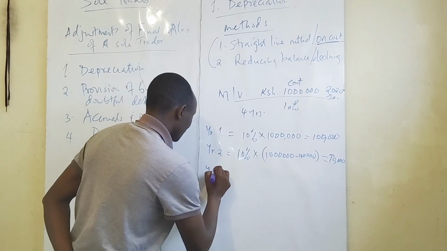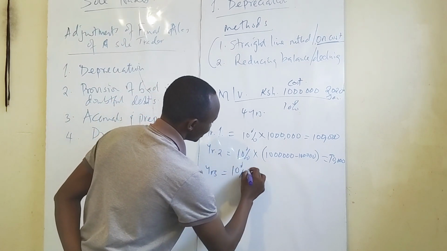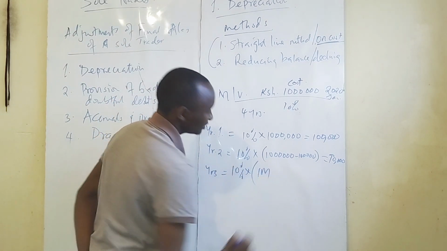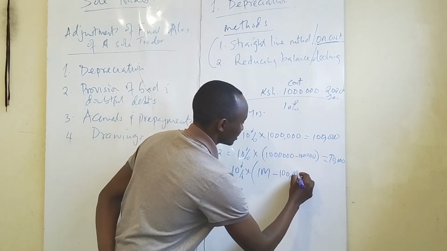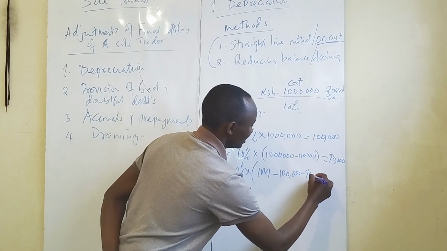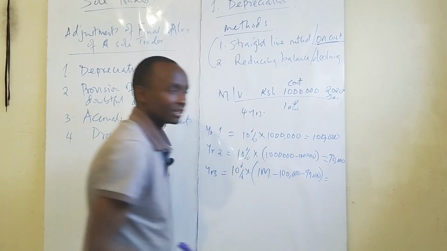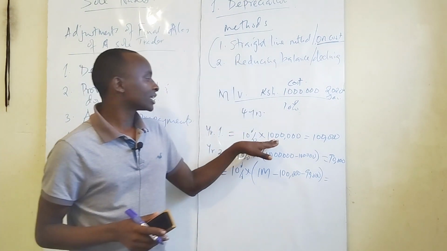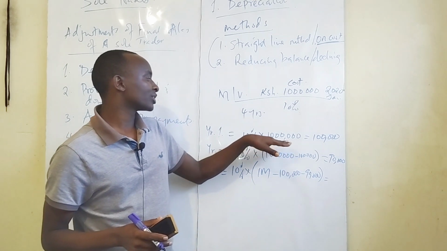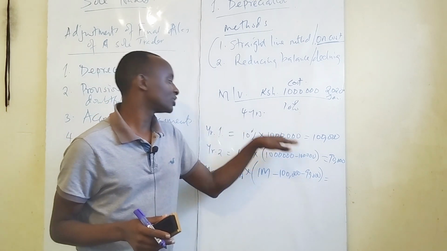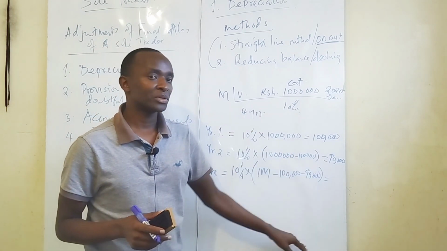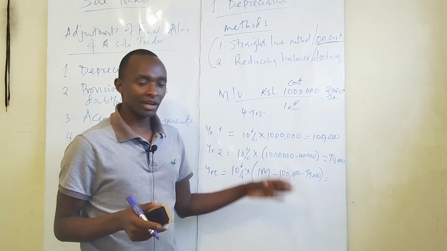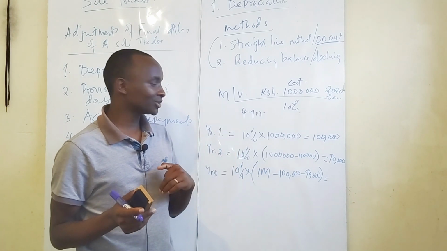So year 3 will be 10% of 1 million minus 100,000 minus 90,000. That way. So in short, the cost of this motor vehicle, the cost of this non-current asset is reducing year by year depending on the amount of depreciation of the year and the previous year. Are we together?